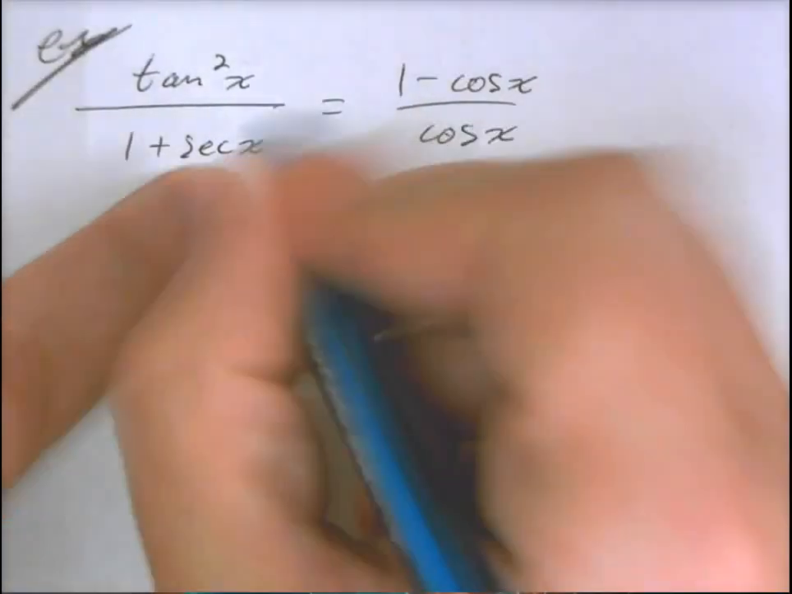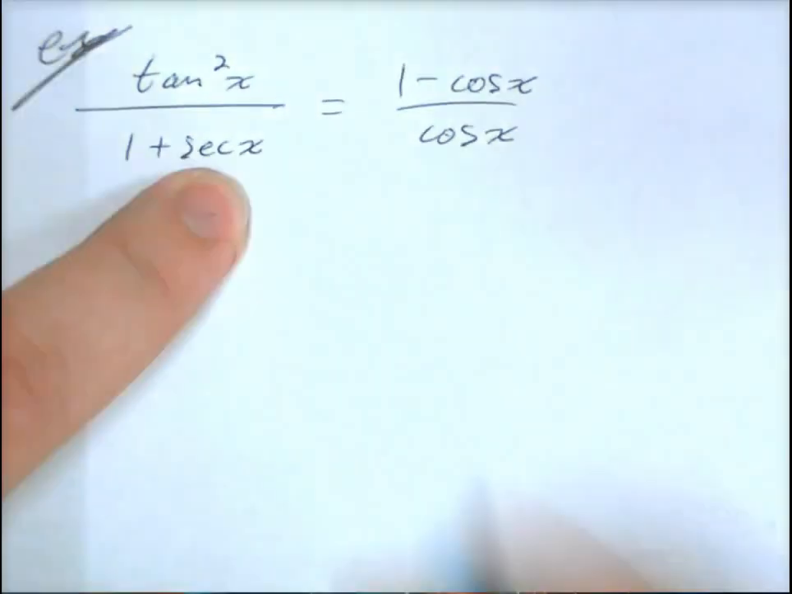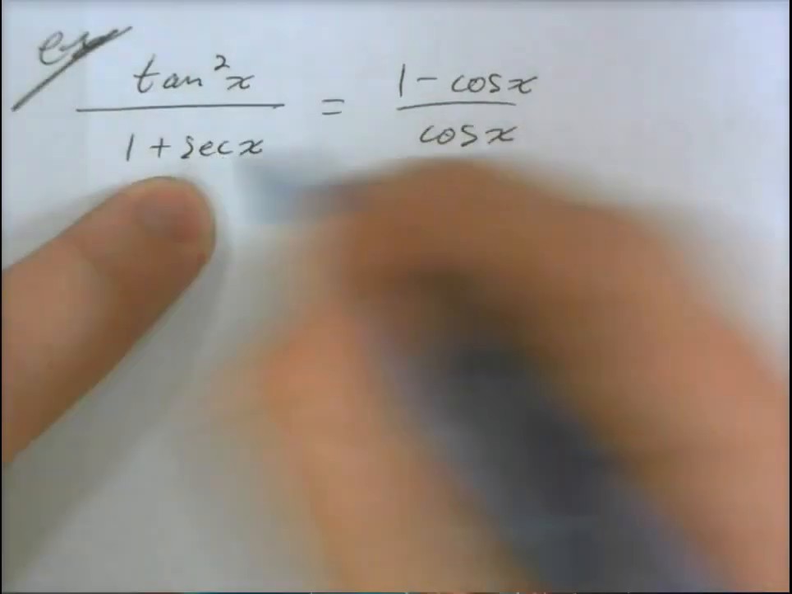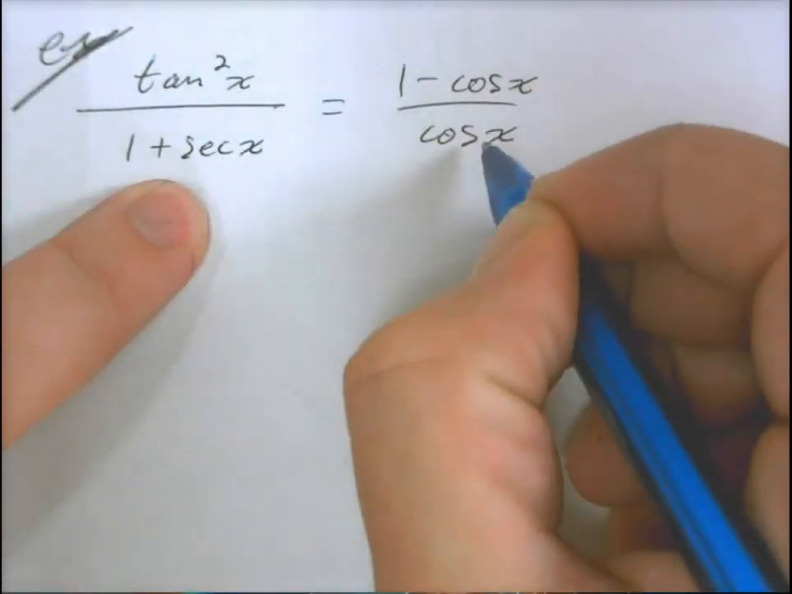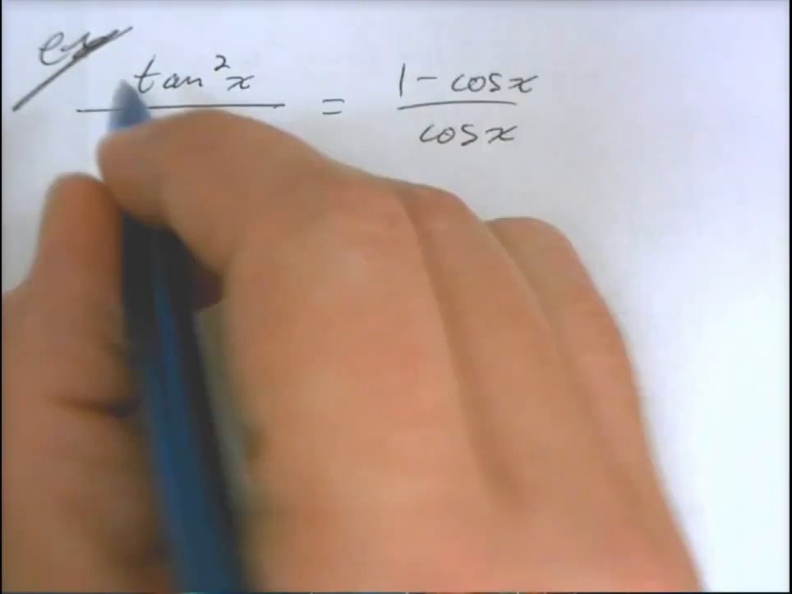Yeah. Fractions on both sides. So this one, I have tangent and secant. On the right-hand side, I have cosine and cosine. So cosine and cosine is a little bit more simple than tangent and secant. So I'm going to change tangent squared and secant.